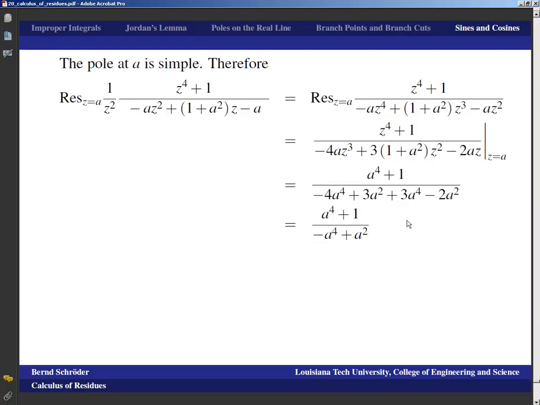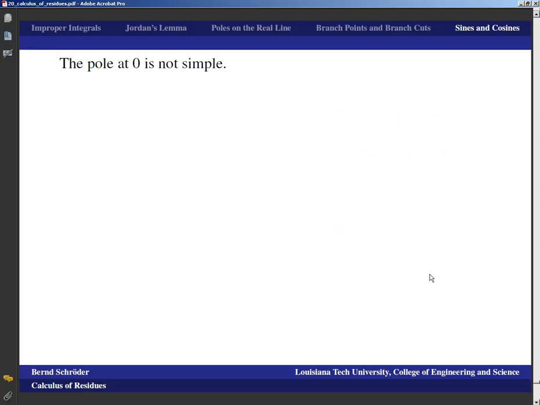And then, of course, we do the subtraction here. We get a to the fourth plus 1. Negative 4a to the fourth plus 3a to the fourth is negative a to the fourth. 3a squared minus 2a squared is a squared. And so that's the residue at a.